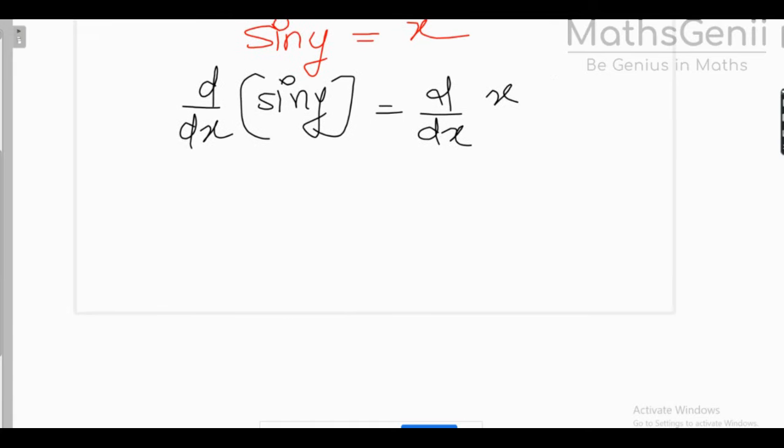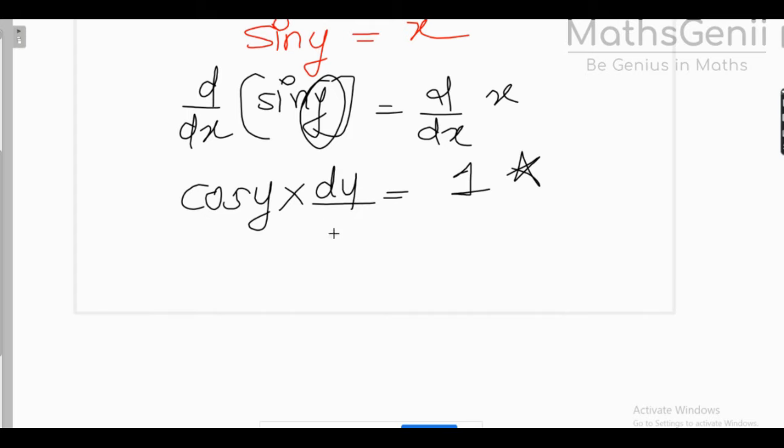Okay. Now what we know is the derivative of x is 1. Okay. Derivative of sine y. So I know the derivative of sine x. Sine x derivative is cos x. But this is with respect to x. Hence, because it is y, I will have to multiply with dy by dx.